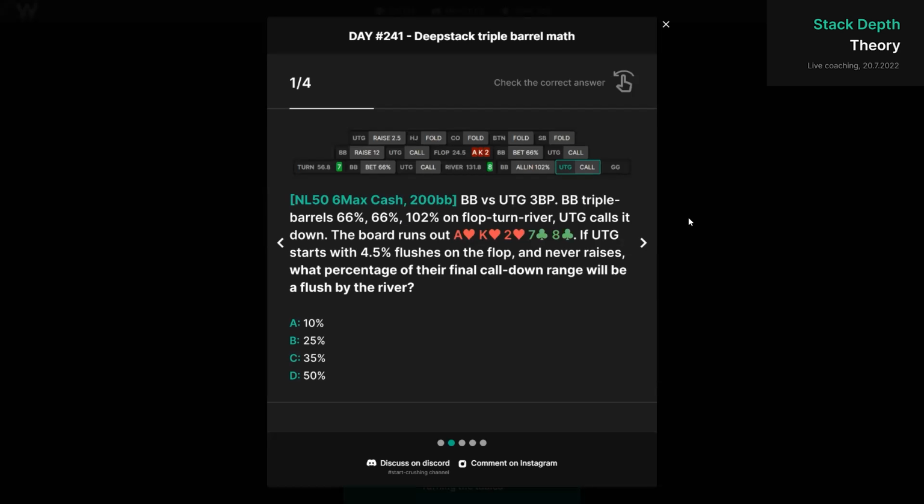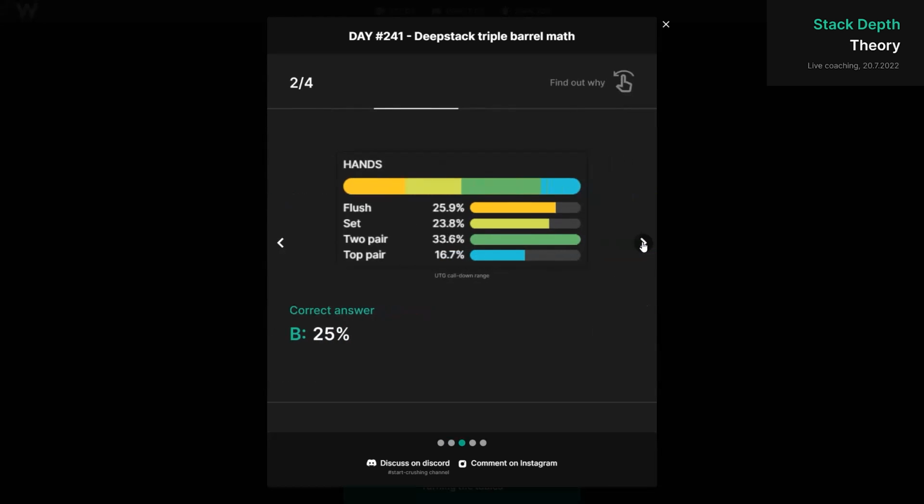Vicky says 35%. Raphael's guessing 10. Someone else got a guess in there? 50%, 50%. Yeah, this one's kind of funky. So the way you'd solve this, the answer is 25%.